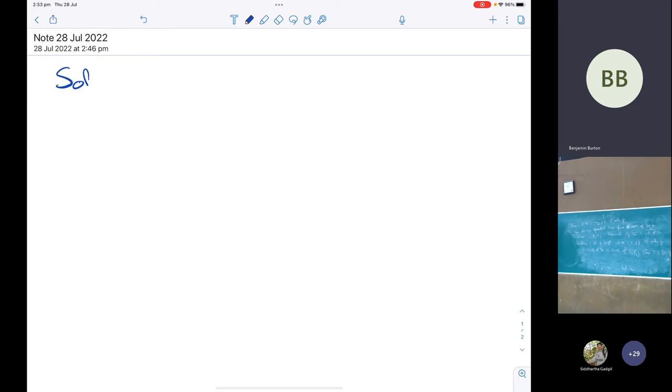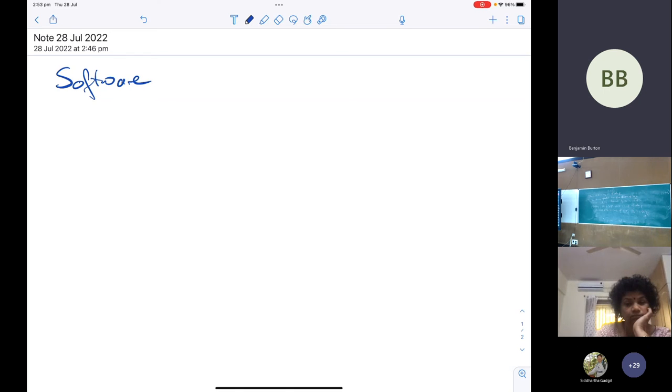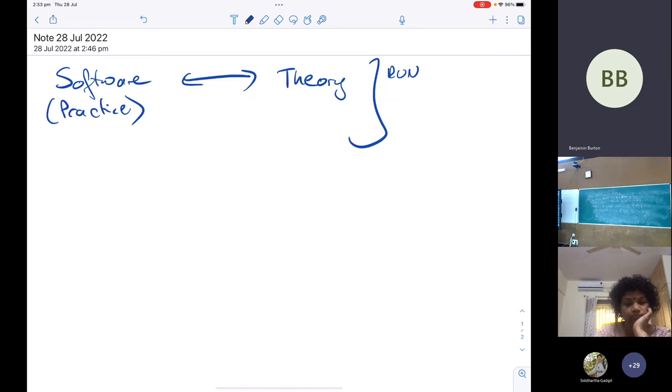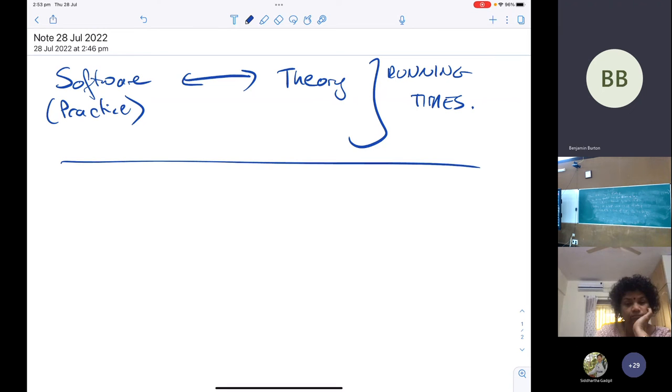what I'm talking about here is software, but what I'm really talking about somehow is the gap between software practice versus what we know in theory, and in particular, I'm interested in running times. So the framework here is three-dimensional manifolds, four-dimensional manifolds, and knots. And so let me just throw up some examples of this gap between theory and practice.